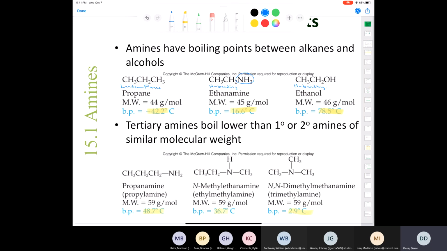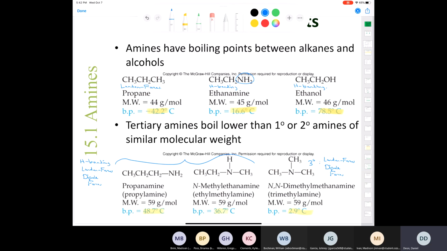Well, hopefully you're connecting the dots by now and noticing that a tertiary amine, again, doesn't have hydrogen bonding. The tertiary amine is only going to have London forces and dipole forces. Whereas these two compounds here are going to have both of those forces, and they're going to have hydrogen bonding. And that is why they're going to have higher boiling points.